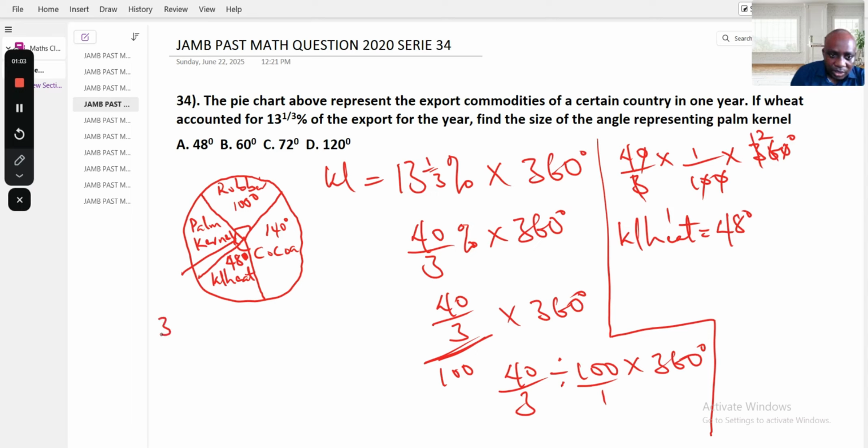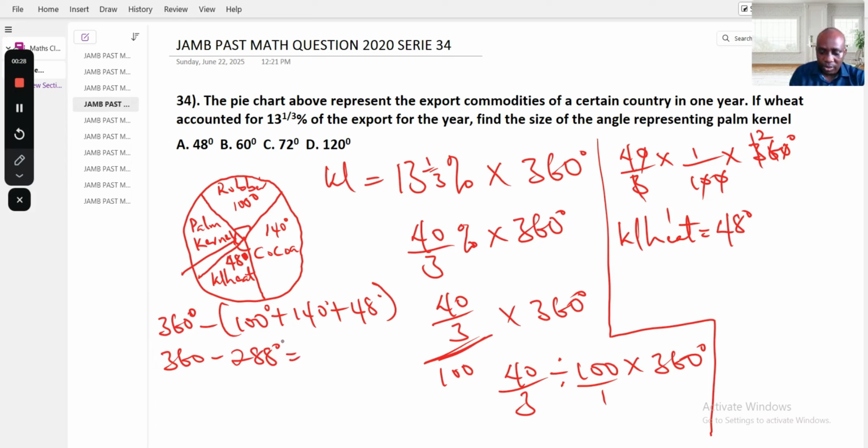Therefore, 360 degrees minus, you are going to add up the 100 for the rubber, the cocoa 140, plus for the wheat 48 degrees. Therefore, 100 plus 140 plus 48 is 288. What is it going to give us? 360 minus 288 is giving 72 degrees.